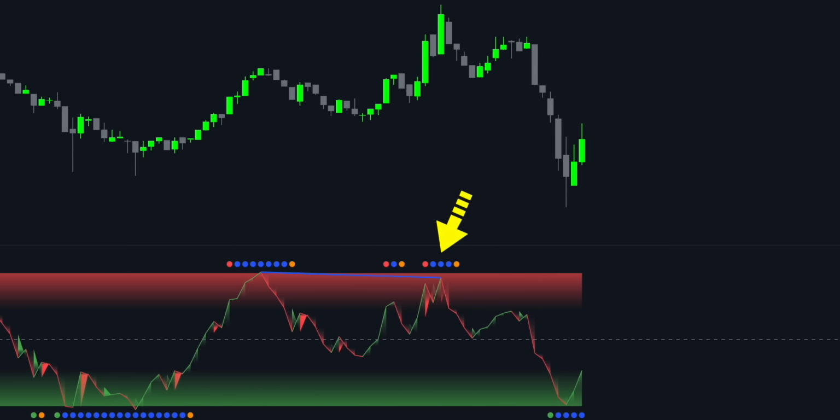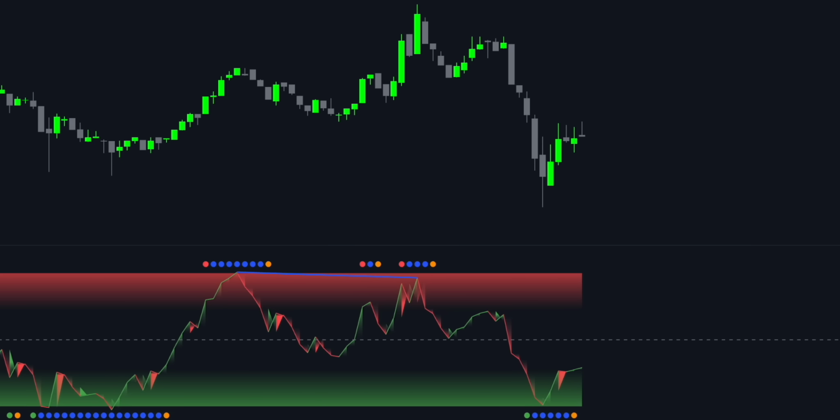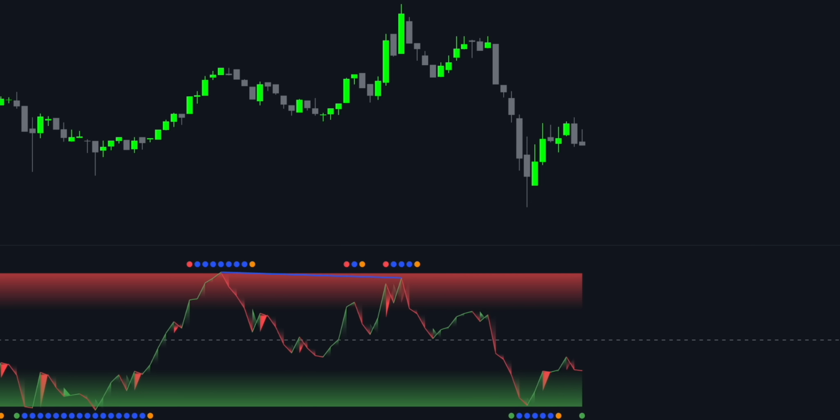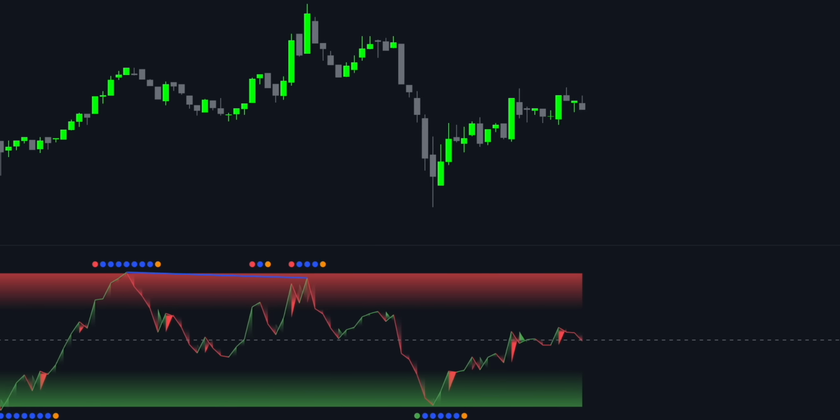Blue dots signal that the indicator stays inside the oversold or overbought zones. The longer it stays there, the higher the chances of a price reversal. An orange dot appears when the RSI leaves overbought or oversold zones. Based on these signals, we can confirm buy and sell trades.